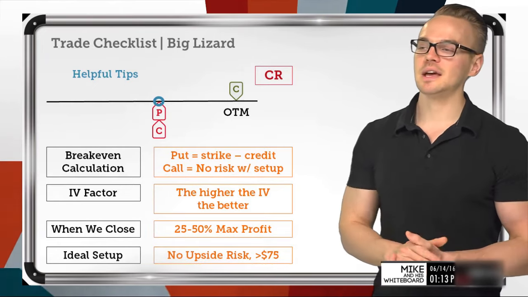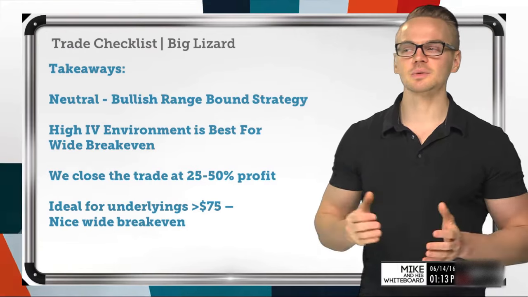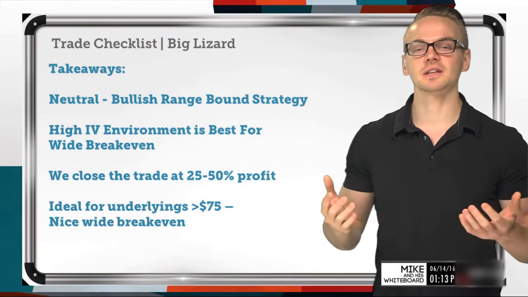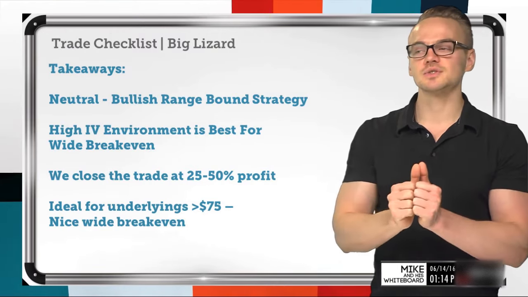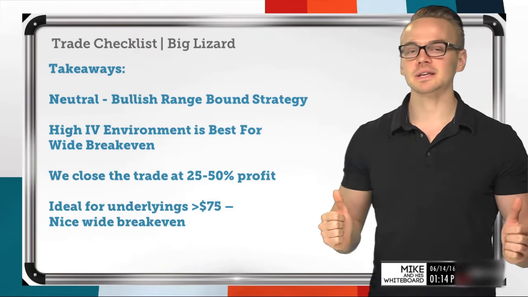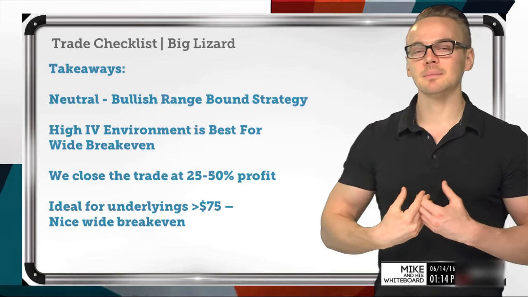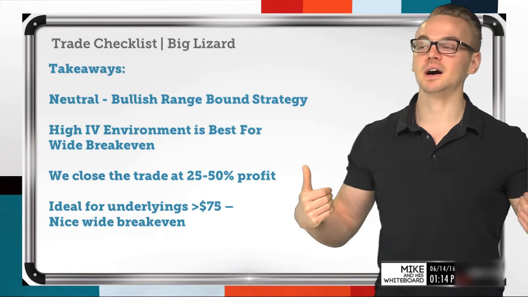But let's wrap all this together with some takeaways for you. The first takeaway is it's a neutral to bullish range-bound strategy, just like the Jade Lizard, but the difference is just the strike selection. And the higher IV environment is best for that wide break-even, not because we can move our strikes far out of the money, but because we can collect a lot more and move the break-even because of that.